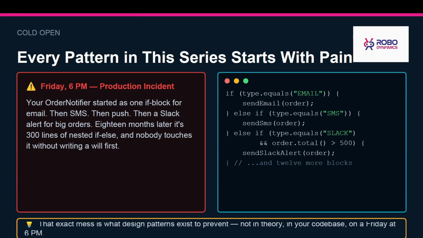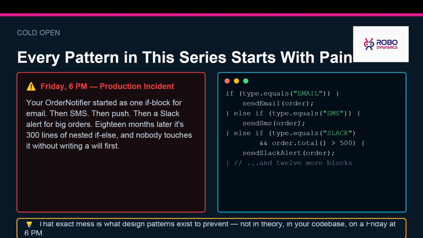The time is Friday evening, 6 p.m. Suddenly you get a new production issue. You are a Java developer. You look into the code and you see if else, if else, if else, around 300 lines of code. Not only you, there are many developers who do not have the guts to modify this code because the impact is huge. How did it all start?